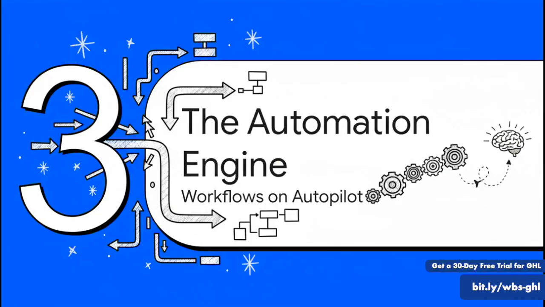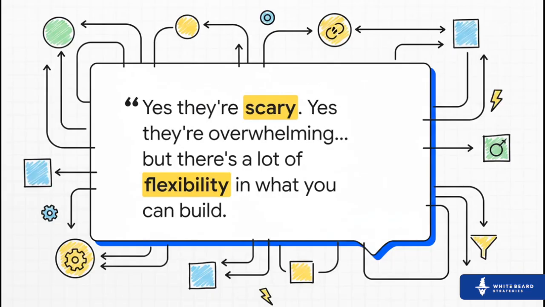So once all your contacts are flowing neatly into one central spot, that's when the real magic can begin. This is where we introduce something called workflows. You can think of these as the brains of the entire operation, the engine that can put huge chunks of your business on complete autopilot. And look, let's be totally honest for a second.